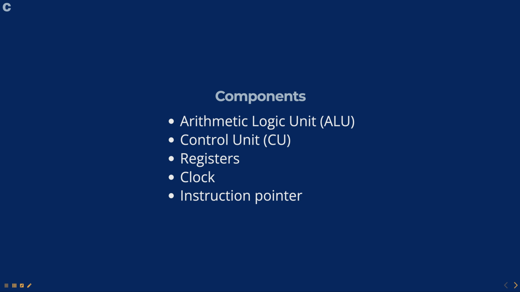The CPU fetches instructions from memory, decodes them, performs the necessary calculations, and then stores the results back in memory. This process is known as the fetch, decode, execute cycle and is repeated continuously as long as the computer is running.